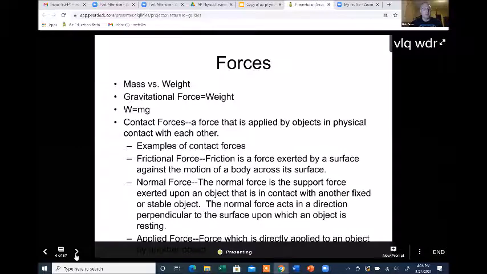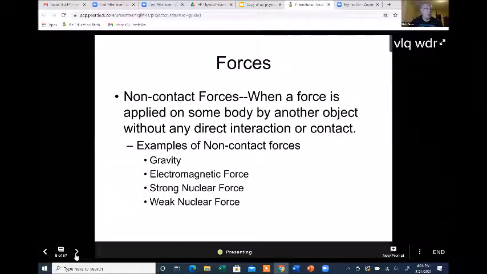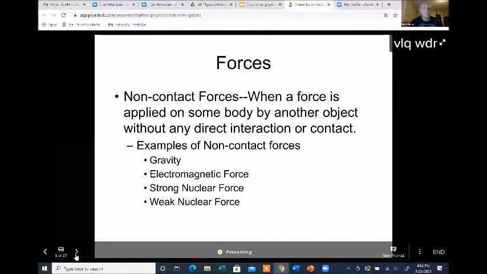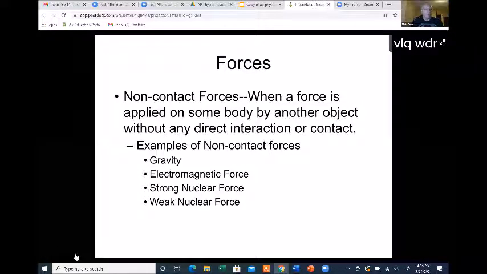Now, in addition to contact forces, we also have non-contact forces. Lots of times these are called field forces. So gravity, we deal a lot with gravity in this class. In older versions of AP Physics 1, or what was called AP Physics B, we dealt with the other three of these, the electromagnetic force and the strong and weak nuclear forces. Those really aren't part of the curriculum anymore. So the gravity force is really the only non-contact force that you're going to be dealing with. But this is the force that can be applied over distance without direct contact.